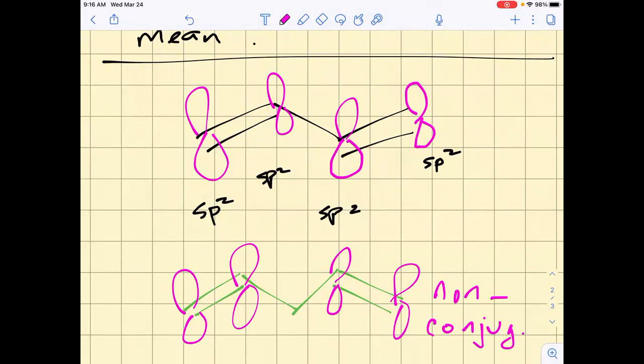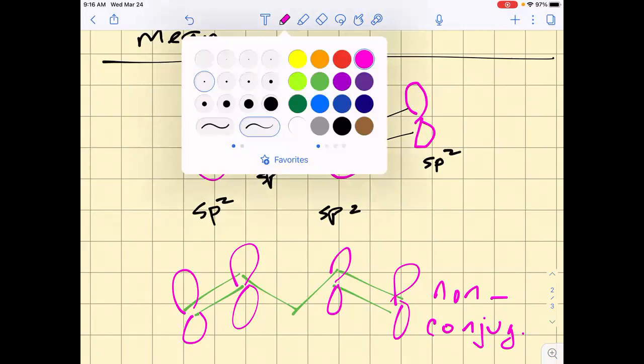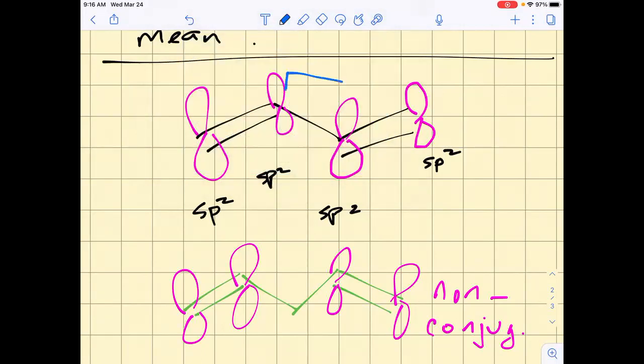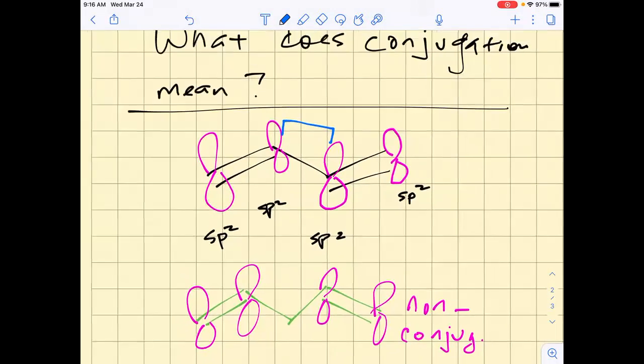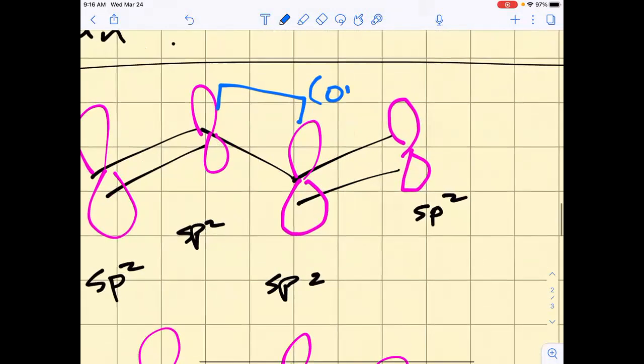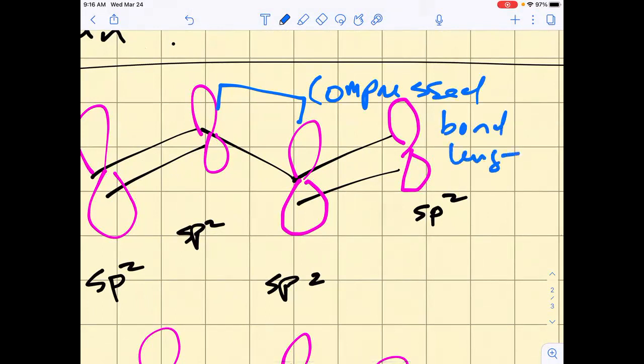So you look at the top structure, there's a couple of things that stand out. Number one, the bond length between these two carbons is compressed. Right, it's a compressed bond. So those two carbons are actually pulled closer together. Right, these two carbons right here.